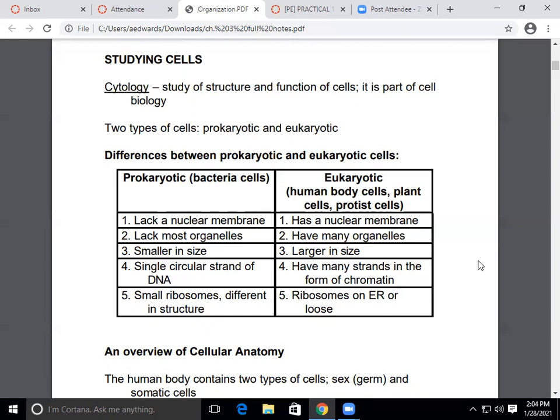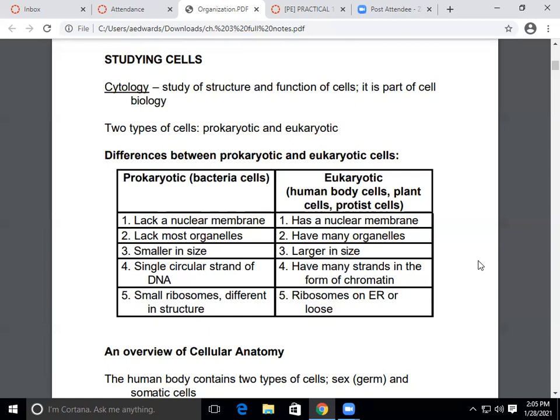Last difference, prokaryotes are going to have small ribosomes, and they are different in structure from what you see in the eukaryotes. Eukaryotes, because you have all this compartmentalization, you find them in eukaryotes on the endoplasmic reticulum, and we'll talk about that more later. Or they can just be free floating in the cytoplasm, okay? So those are important differences between eukaryotic cells and prokaryotic cells.